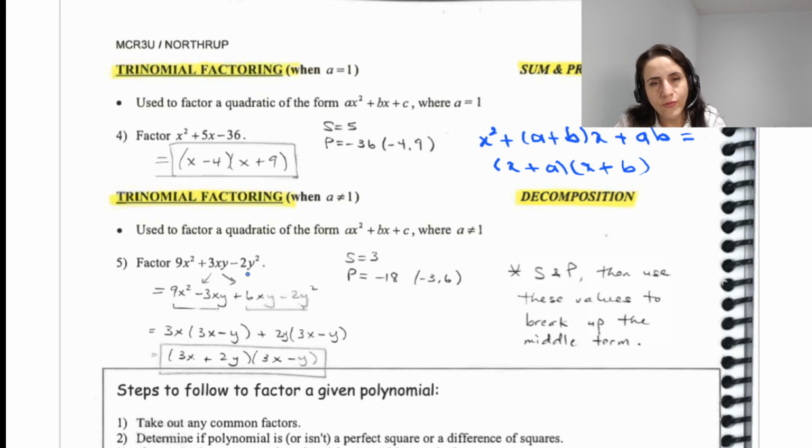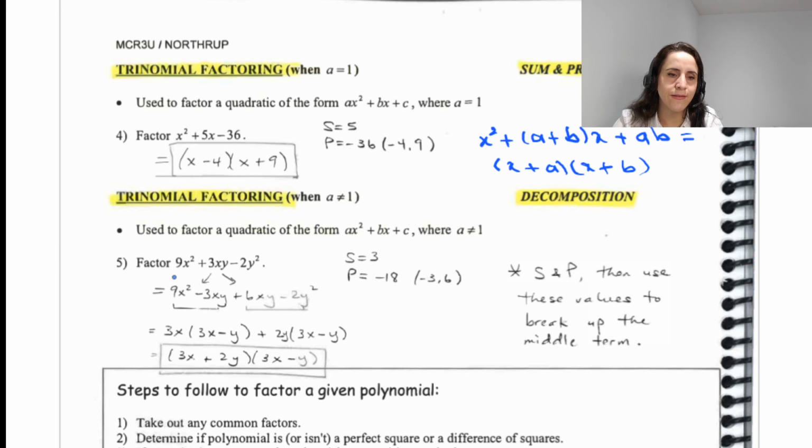And let me tell you some things. Make sure for every factoring, the first step that you take is a common factor. If common factor doesn't work, then go for the next step. Or sometimes common factor works as a first step, but you still need to do more steps of factoring. Sorry. Now I have, as you see here, 9x squared plus 3xy minus 2y squared.